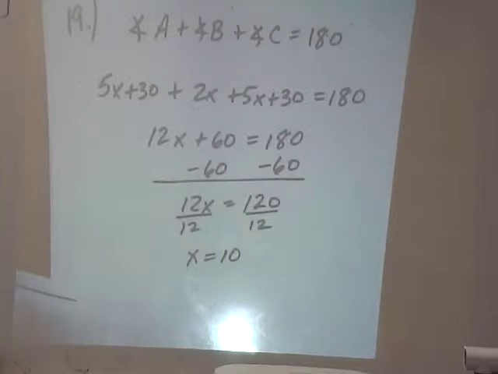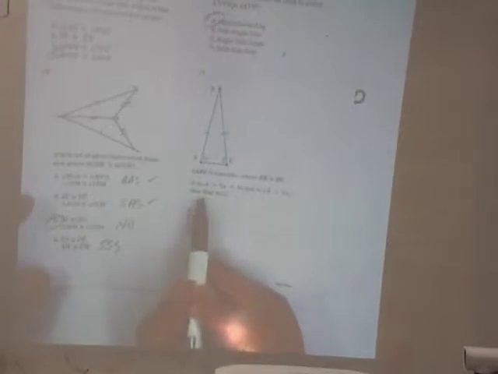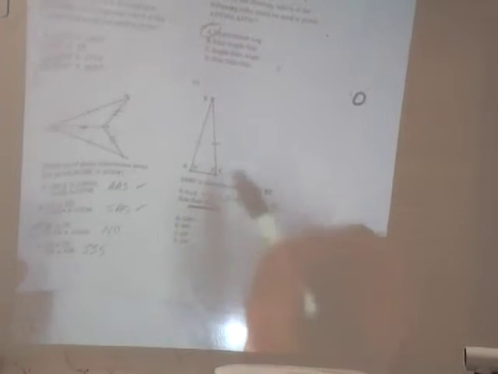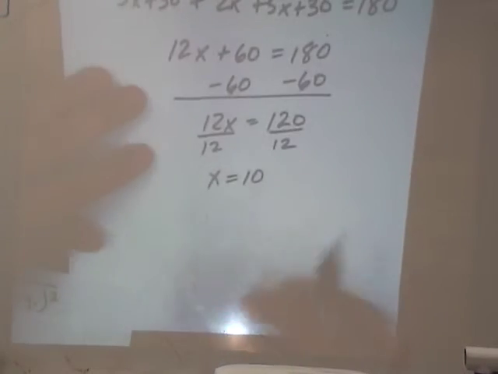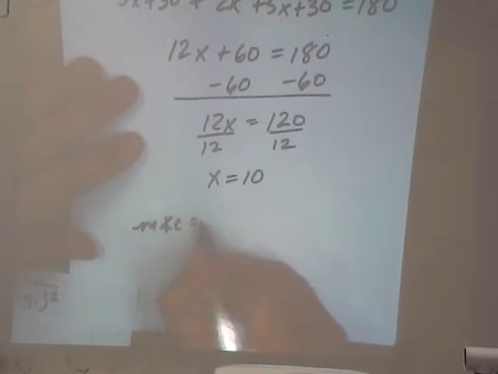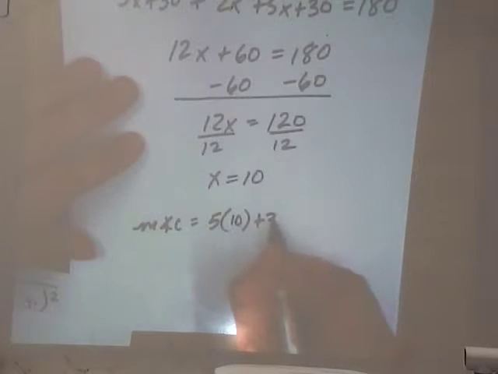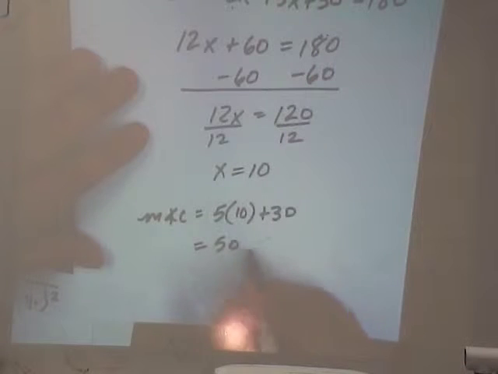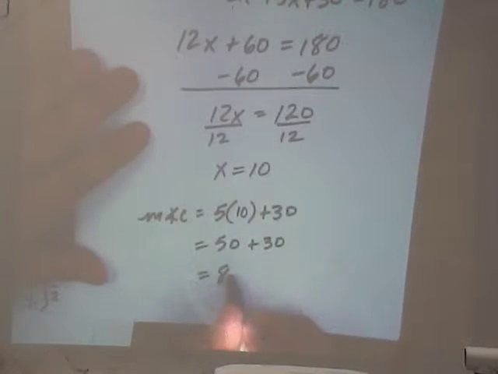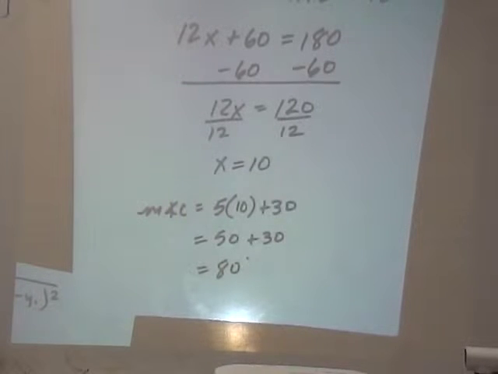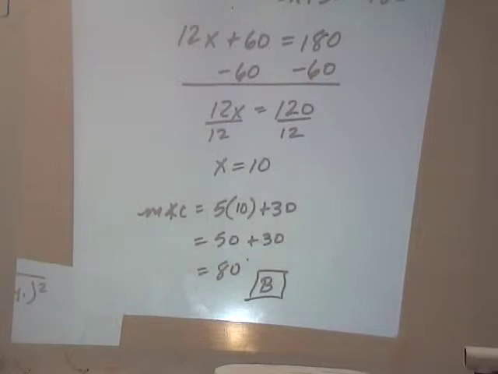Now be careful. You just look at the answers. You see that 10, you get all excited. I got it right. You circle it. You just missed it because look what they want us to find. Find the measure of angle C. So you got to plug 10 in for x, and we know angle C is 5x plus 30, right? So the measure of angle C is equal to 5 times 10 plus 30. So the answer is 80 degrees. B. Questions on 19?